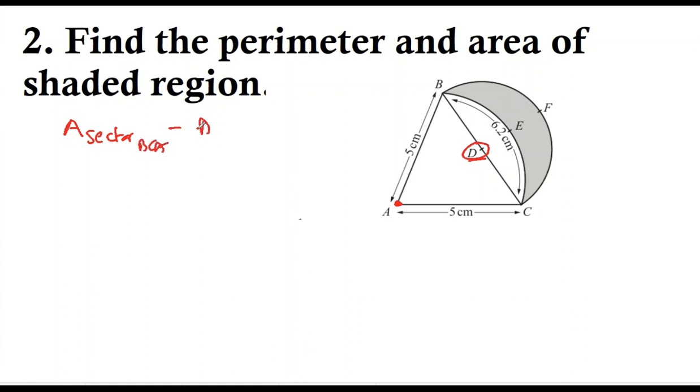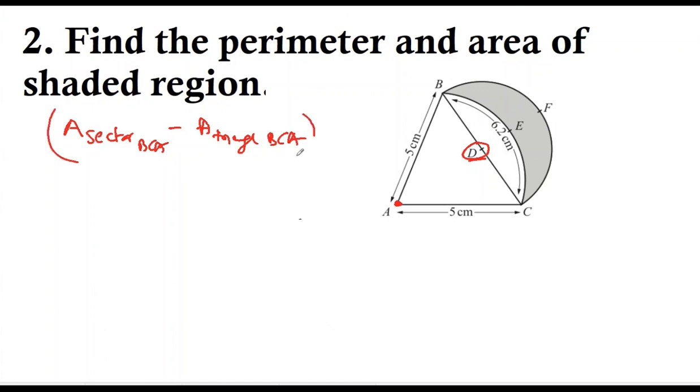Subtract the area of the triangle. This is BCA again, this triangle BCA. So if from this sector you subtract the area of the triangle, you will get the area of this segment. But you have not found your shaded area yet. So what will you do?